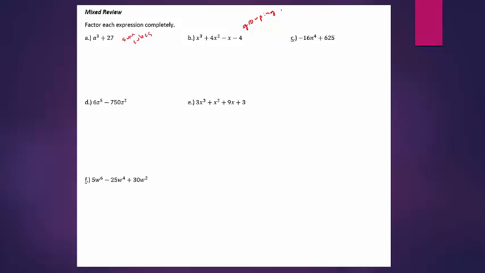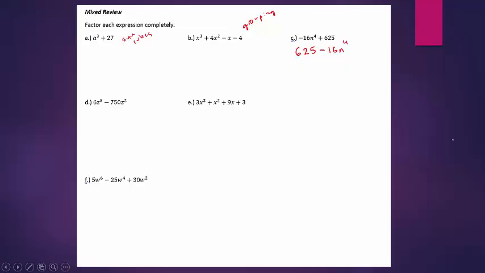Letter C, I don't like to have the leading coefficient as negative. I like to have it the other way around. So what I'm going to do is make 625 come first and then change it to minus 16n to the 4th. I just like to have a positive in the first spot. It just makes things a little bit easier. And 625 and 16 are perfect squares. So you do have a difference of squares.